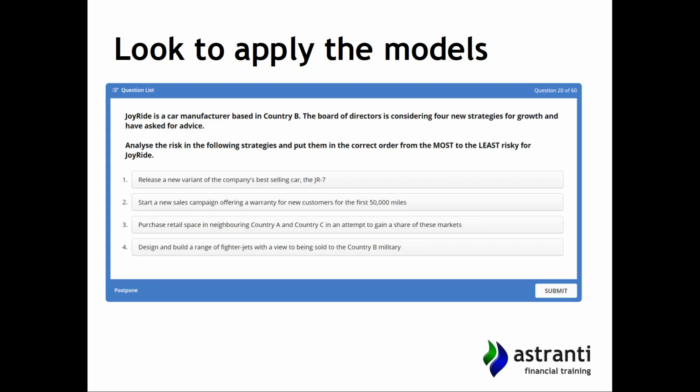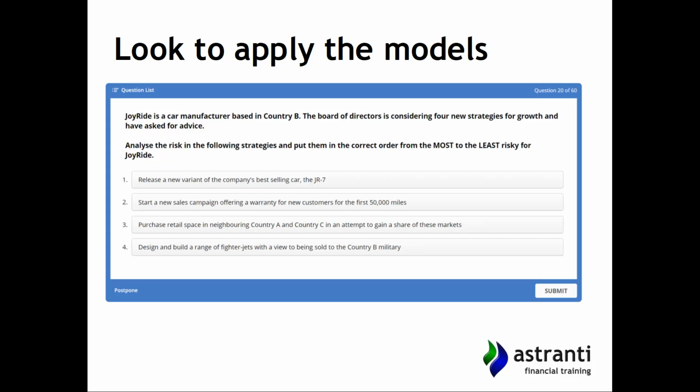So I have an example of a question based on a model on screen now. So in this question, you're told that Joyride, a car manufacturer, is considering new strategies for growth and has asked for advice. And the question specifically asks you to analyse the risk in the strategies that are suggested in the 4 options provided. So you've been asked about how the company can grow, and you've also been asked to analyse the risk associated with the method of growth.